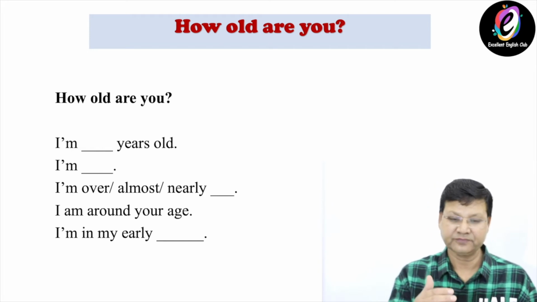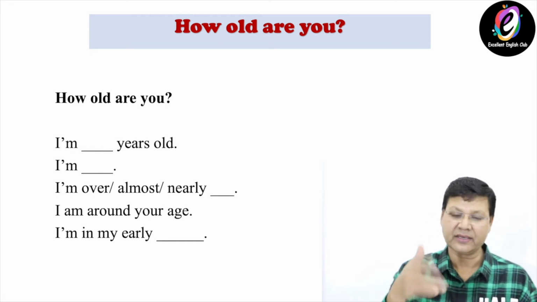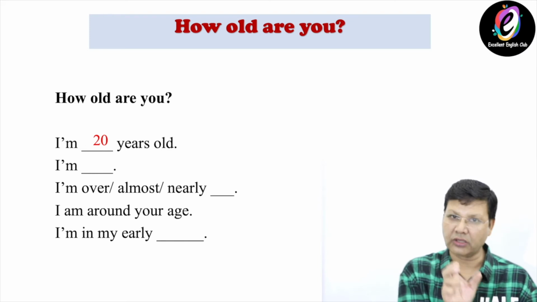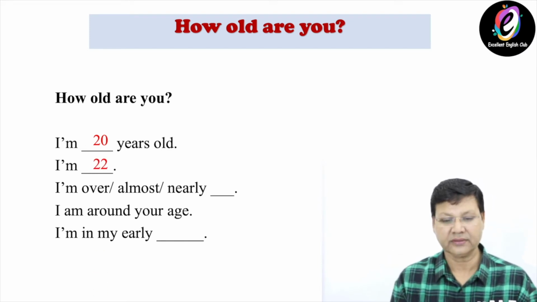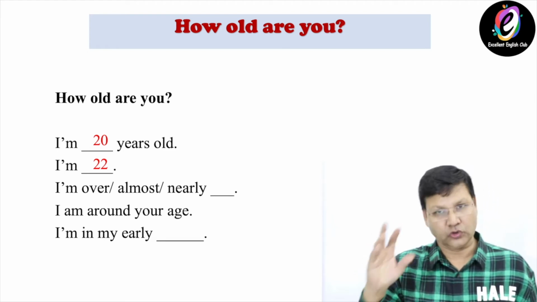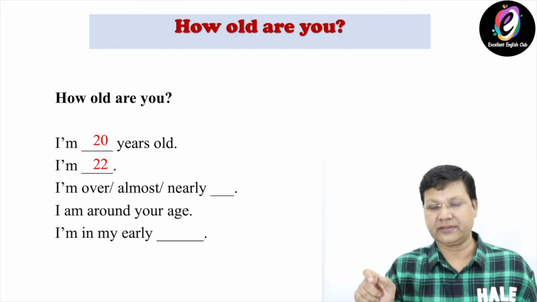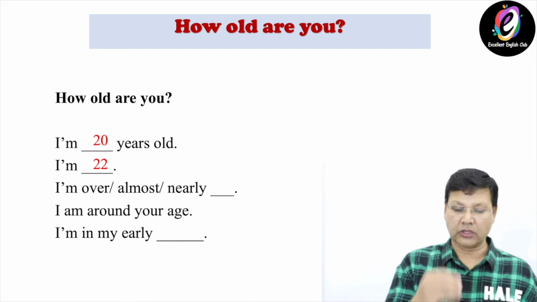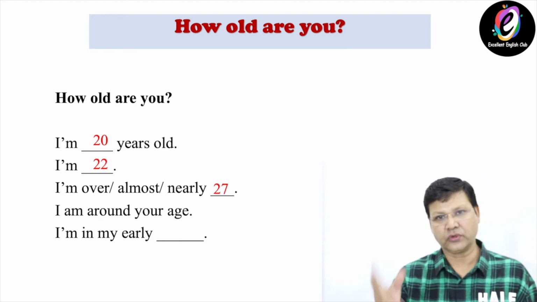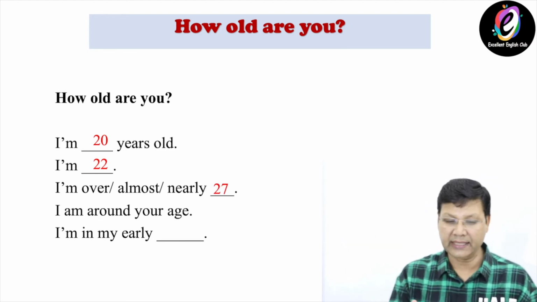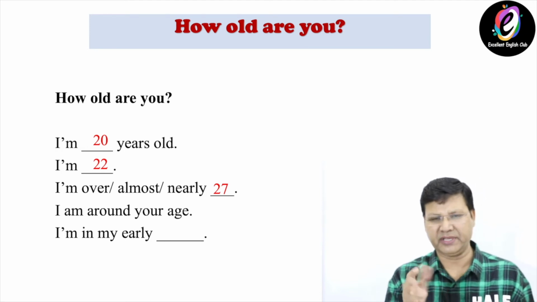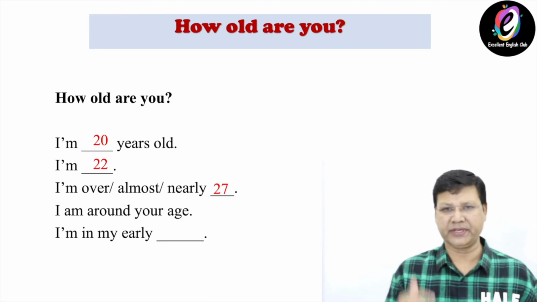Now look here. Again, I have 4 or 5 examples to reply to this question. For example, number one, I am 20 years old. Okay? Then you can make it short. You can say, I am 22. Then if you don't know the exact age, today you know your birthday, but you don't know the exact age. So what will you do? You can use over, almost, or nearly. So how will you say? You can say like this. I am over 27, or I am almost 27, and you can say I am nearly 27. So this is approximately 27, meaning not exactly 27, maybe 26, maybe 28, like this.